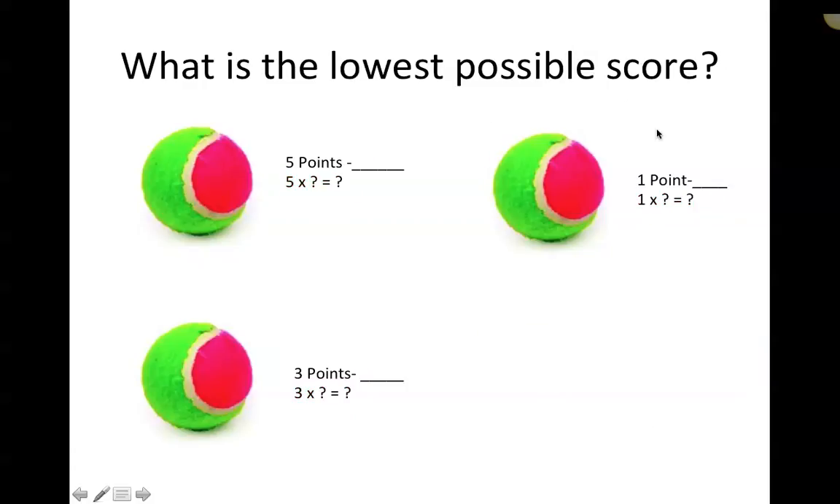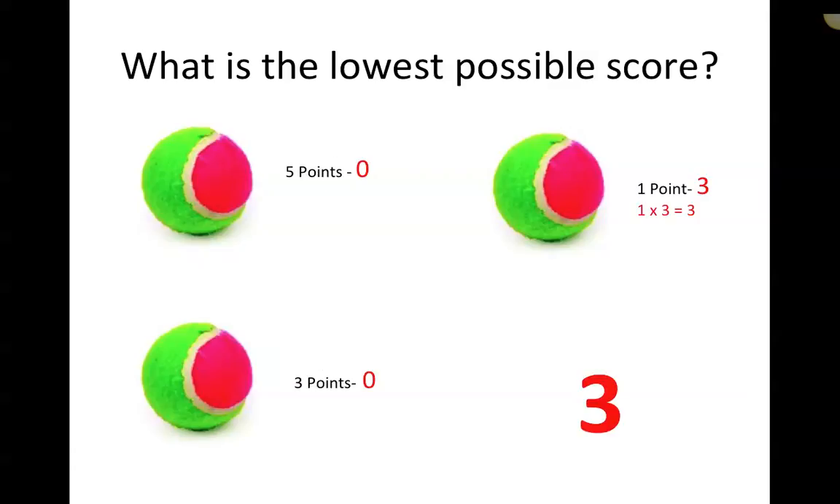What is the lowest possible score? Take a minute to try and figure that out. The lowest possible score you could get using 3 throws is 3. The way that would happen is if all 3 of your throws landed on the outer ring of the target. 1 times 3 equals 3.